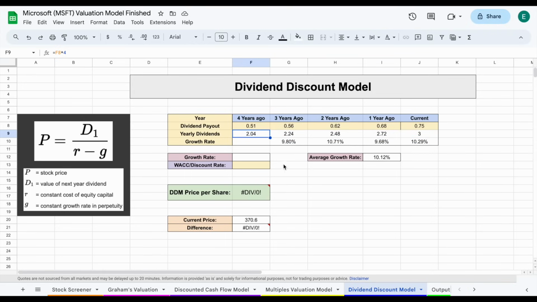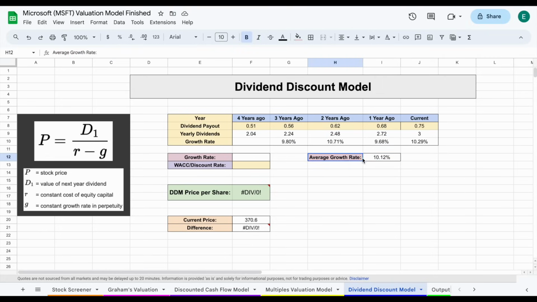Once we've done this, we can now see the growth rates year over year for all of these companies. And again, here is the formula for growth rate right here. If you're making your own, be sure to pause the video and use that now. But we can see year over year dividend growth rates of 9.8%, 10.71%, 9.68%, and 10.29%. If we average those together, you can see my average formula here, but we come to an average dividend growth rate of around 10.12%.